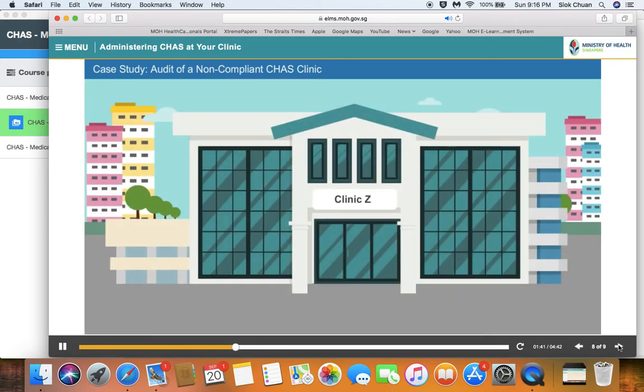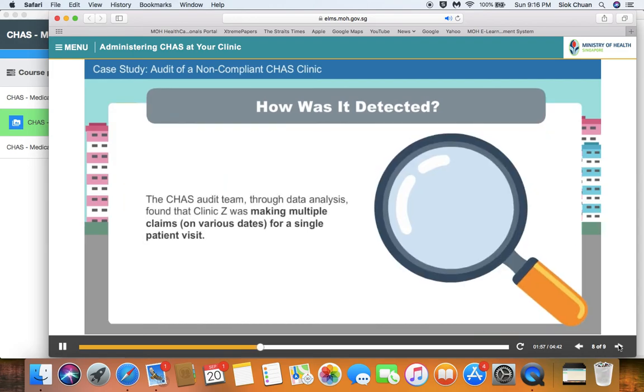Let us take a look at a case study where an audit of a CHAS clinic was conducted and erroneous claims were found. MOH takes all erroneous claims seriously and will not hesitate to take follow-up actions for erroneous claims found. The CHAS audit team, through data analysis, found that a clinic was making multiple claims for a visit. Only one claim should be made for each visit.